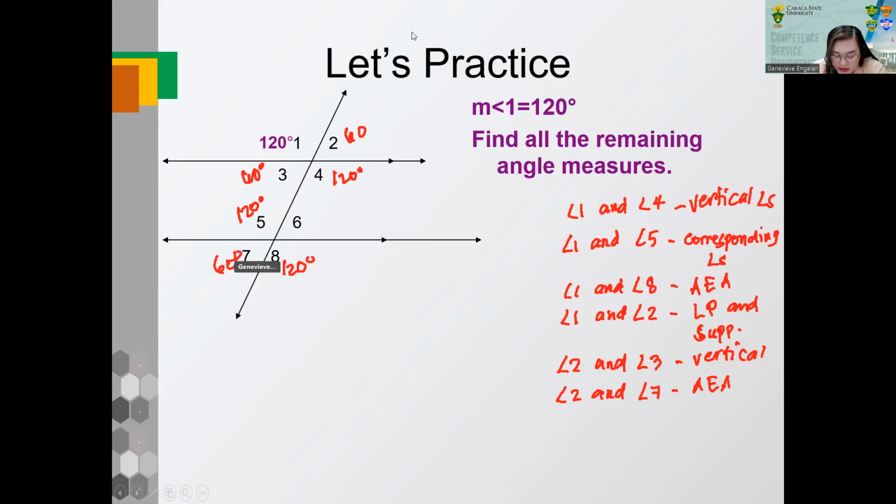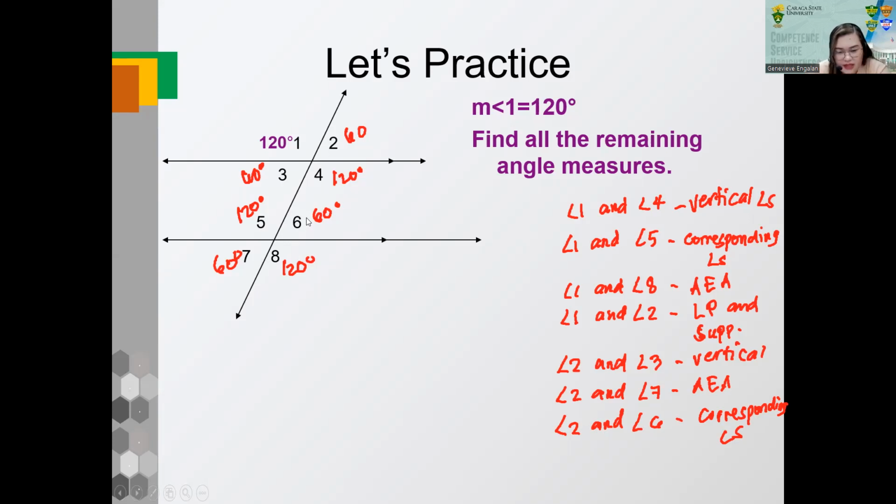Si angle 6. Unsa man ang atong i-reason kang angle 6? Corresponding angles are congruent. Si angle 2 and angle 6 are corresponding angles. Pwede po, daghan og reason. Pwede pud vertical angle siya ni 7. Pwede po alternate interior angle siya ni 3. Or supplementary man si 4 o si 6. Pwede ra gyud, daghan kay reason.